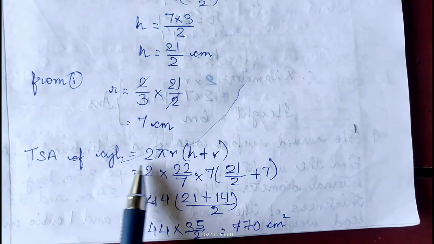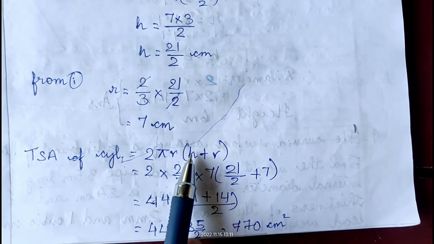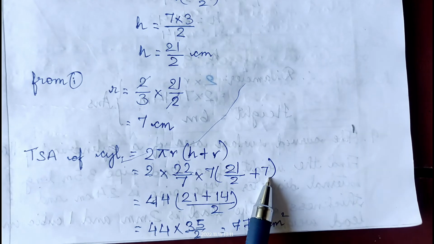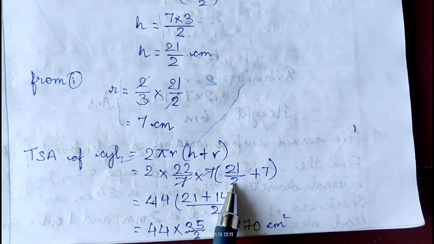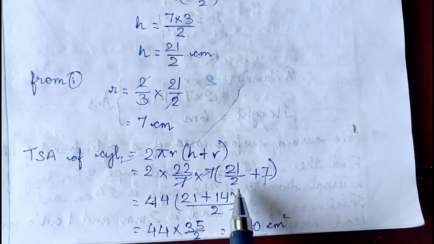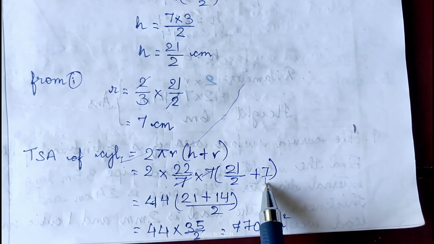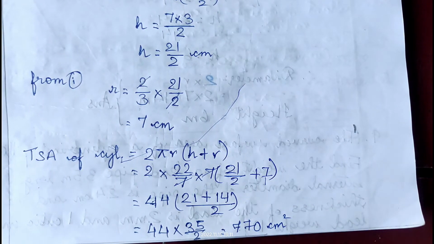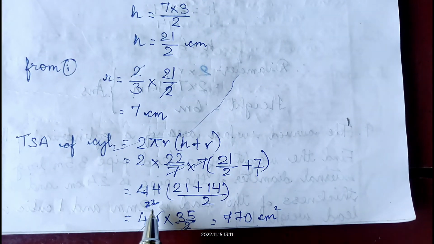Therefore the total surface area of the cylinder formula is 2 pi R times (H plus R). 2 pi is 22 by 7. Radius is 7. Height is 21 by 2 plus 7. This 7 and this 7 can be cancelled. So 2 into 22 will be 44. Here it is 7 by 1. If I take the LCM of 2 and 1, it will be 2. 2 divided by 2 is 1. 1 into 21, 21 plus 2 divided by 1, 2. 7 2s are 14. So it will be 44 into 35. 14 plus 21 will give 35 by 2. Again 2 and 44 can be cancelled. It will be 22. 22 into 35 will be 770 centimeter square.